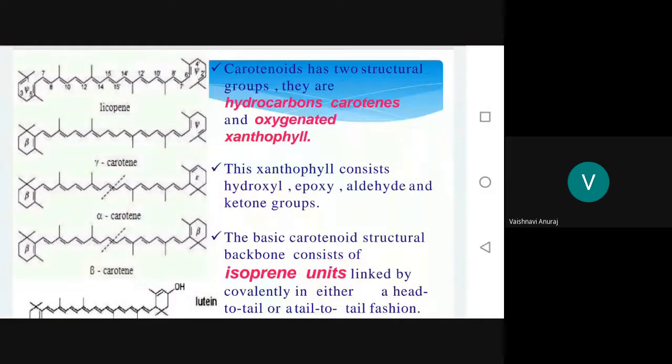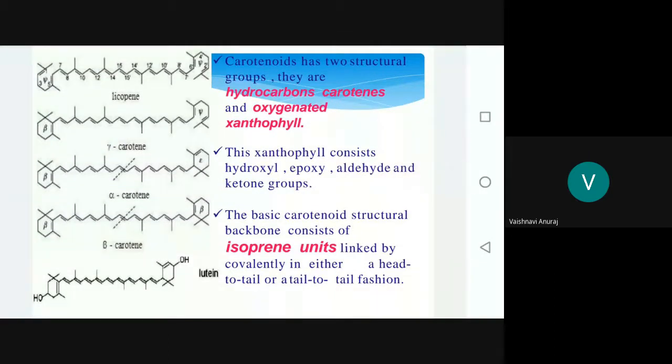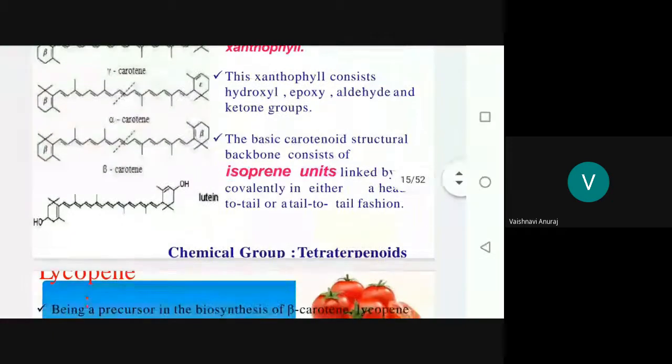So if you see the structure of carotenoids, I'll just minimize the slide. You see the carotenoids: alpha carotene, beta carotene, gamma carotene, sometimes lycopene also comes under this category. These carotenoids have two structural groups: the hydrocarbon carotenes and the oxygenated xanthophylls. This xanthophyll can consist of hydroxyl, epoxy, aldehyde and ketone groups. And the basic carotenoid structural backbone consists of isoprene units, which are linked covalently by the alkyl chain.